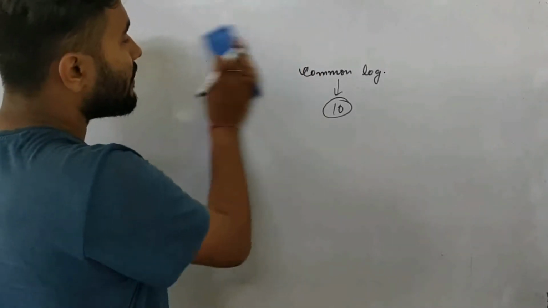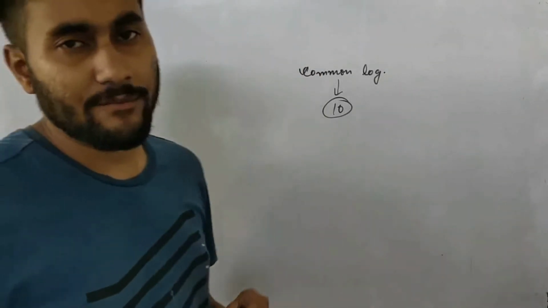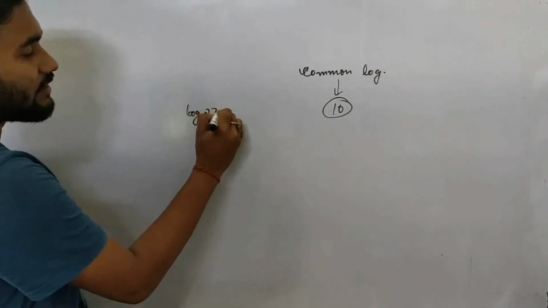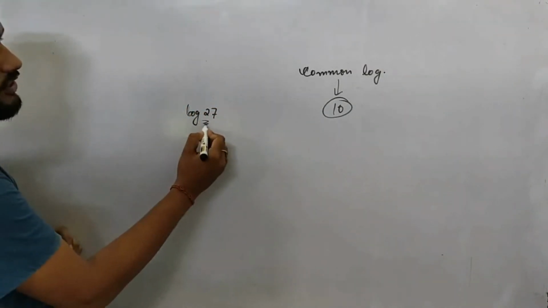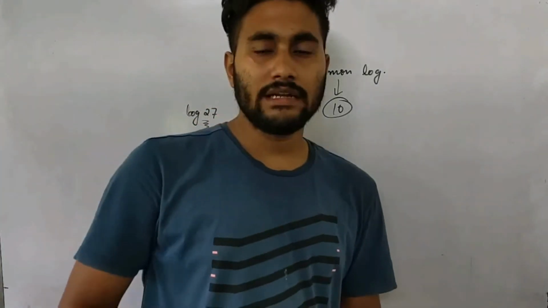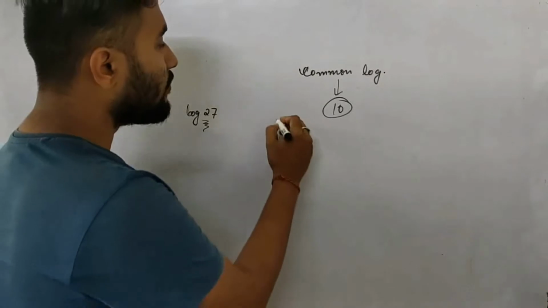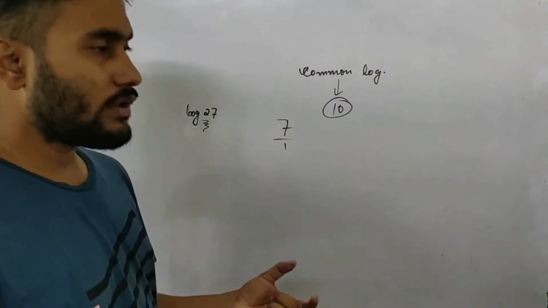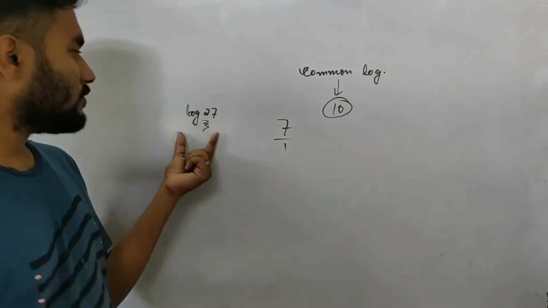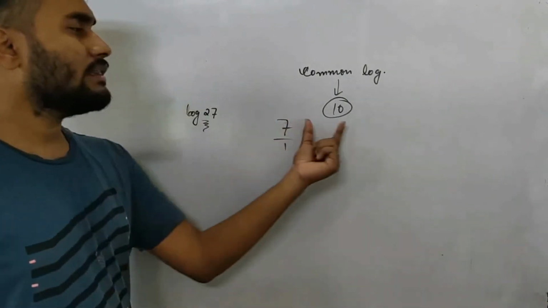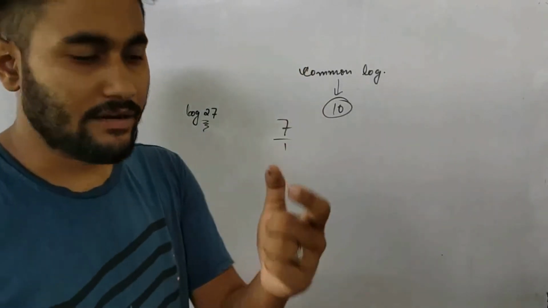So one thing you remember: if the base is not written, say it is written log of 27, if the base is not written, that means the base is what? 10. You have to assume that the base is 10. Like if the denominator is not written, then we assume the denominator is 1. So if the base is not written, then the base is 10. Understood?